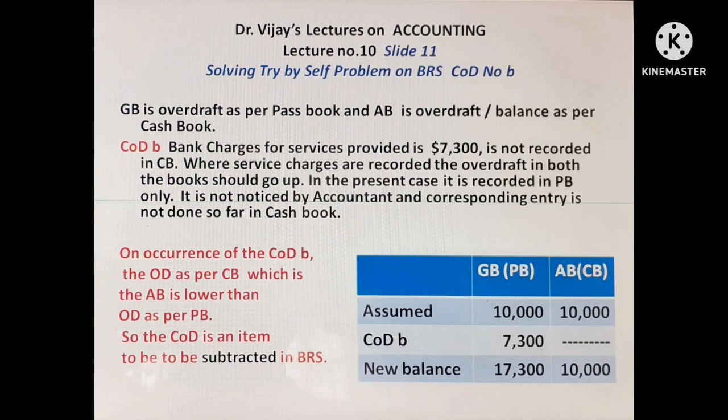Please look at the model. Assumed balance in both the books is $10,000. Then this CODB is recorded in the given balance, that is passbook balance, it is 7,300, and so the new balance is 17,300. Whereas in cash book, the balance to be arrived, the balance continues to be 10,000 itself. It is lower, so the item is to be subtracted.